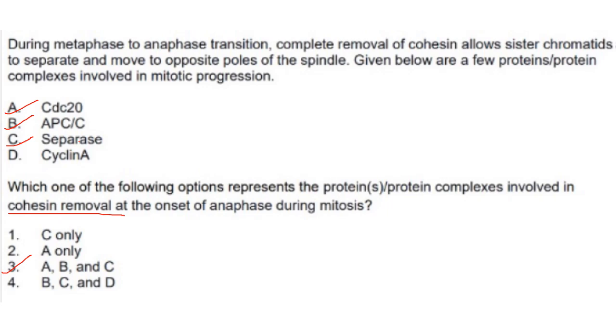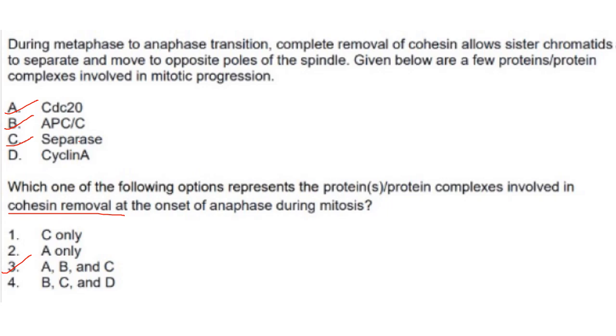Because during the metaphase to anaphase transition, complete removal of cohesin allows sister chromatids to separate. So separase cleaves the cohesins that link the sister chromatids, and it will trigger sister chromatid separation. So cohesin is there. Then there is something called securin. It is an inhibitor of this separase.